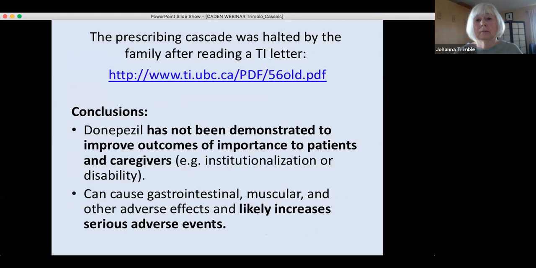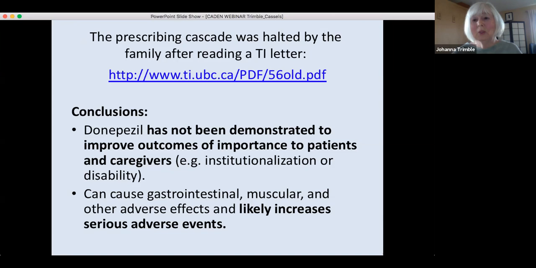So just to put a plug in here for Alan Cassels and the Therapeutics Initiative. Alan's now the communications officer for the Therapeutics Initiative. They do independent reviews of drugs. At the time this was all going on, I happened to read one of their letters that they send out periodically, which happened to be on the drug that they were about to prescribe for Fervid once they decided she had vascular dementia, even though we didn't think she had. So the conclusions of that letter were that this particular drug had not been demonstrated to improve outcomes of importance to patients and caregivers, and that also it could increase the risk of serious adverse events, serious drug reactions. Fervid was already having those.